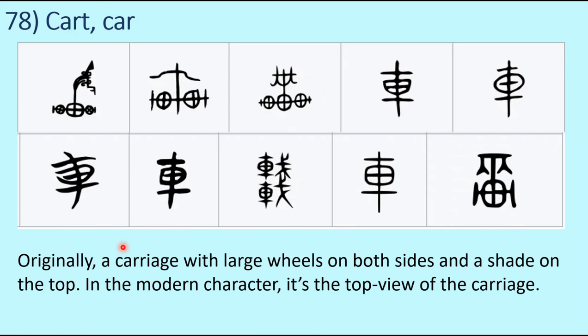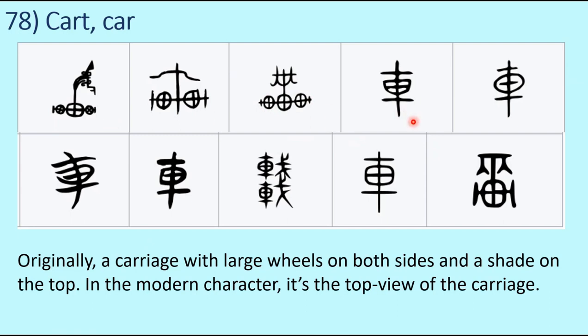So now let us see how it represents a car. You can see here almost 10 ancient pictograms or scripts from those ancient days. This symbol has evolved, and this represents a carriage. So originally a carriage with large wheels. These two are the wheels here on both sides, and a shade on the top. So you can see here, this is the shade. Everywhere there is a shade. This is the main body of the carriage. These are the wheels.